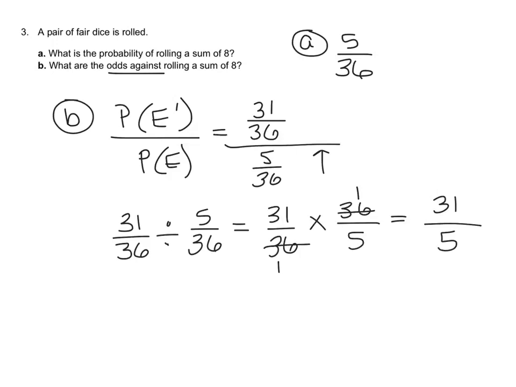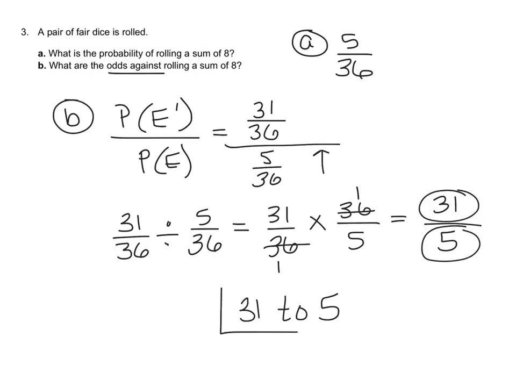This is our answer to part B, but since this is odds, we're going to write it using the word "to." So the word "to" goes in the middle of two numbers. The number on the left will be your numerator, which is 31, and the number on the right will be your denominator, which is 5. So the odds against rolling a sum of 8 is 31 to 5.